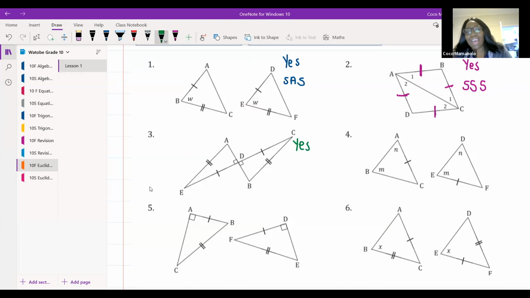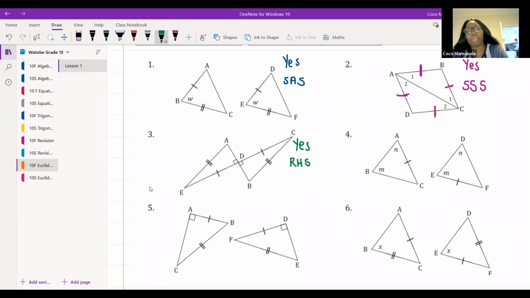You could also say side, angle, side, but no, we actually can't say side, angle, side. We have to say RHS because the angle is opposite our hypotenuse. So we have to use RHS in this case. We cannot use side, angle, side. RHS is the reason over there.